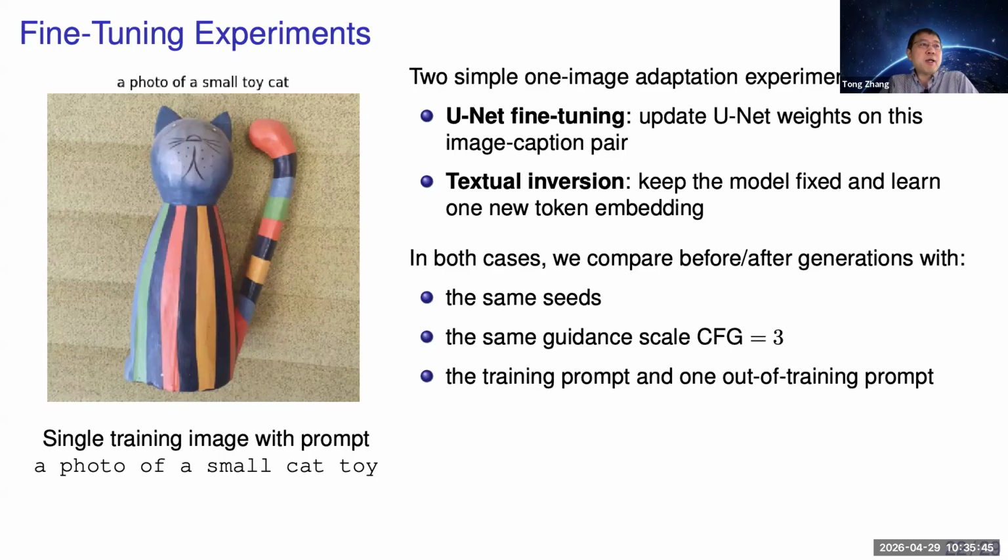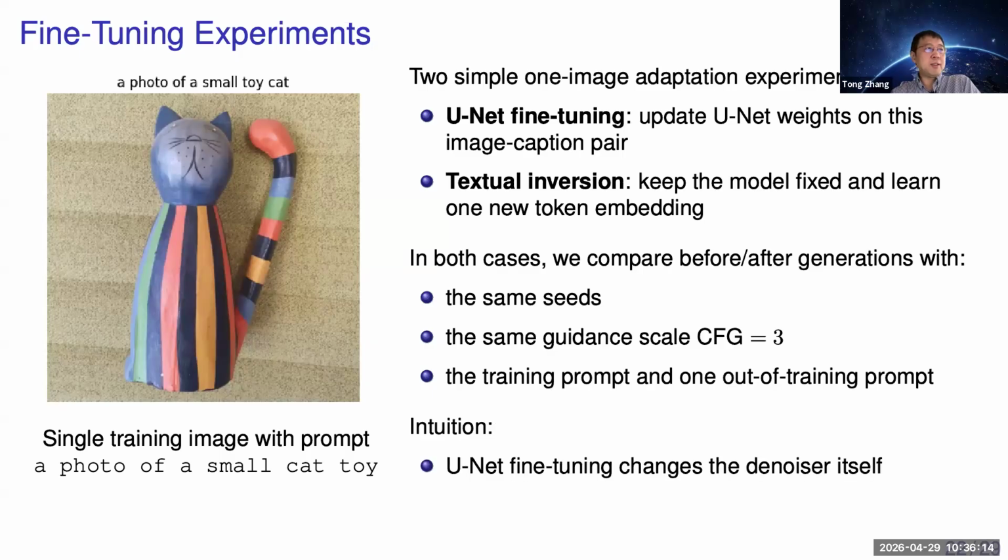Next, the training prompt and one out of training prompt. The training prompt is this one: a training image with one training prompt, a photo of a small toy cat. And there will also be a modified version, an out-of-training prompt, another related prompt, and then we will do that. So these are the experiments we try to do.